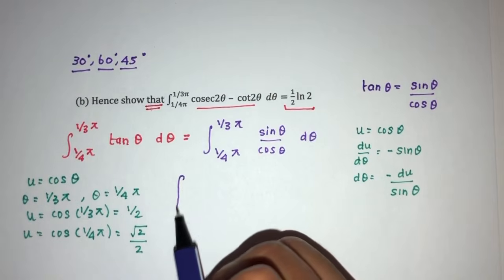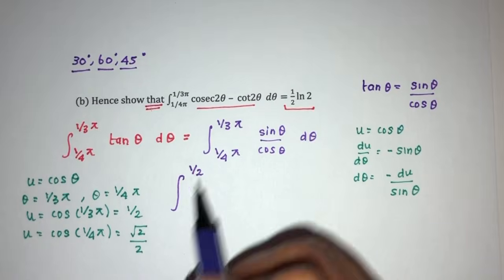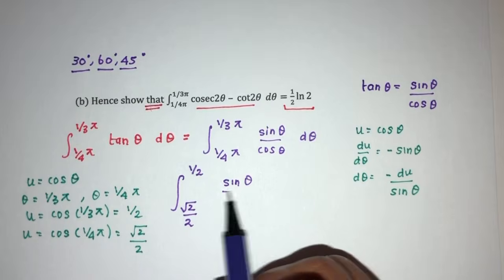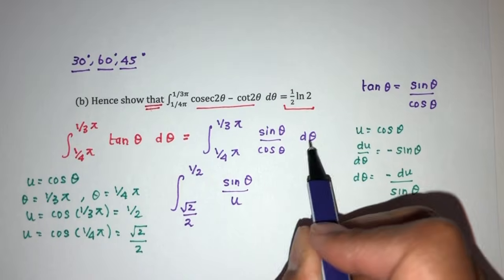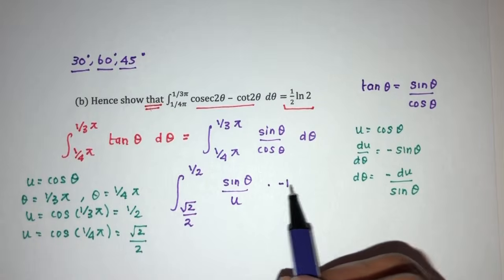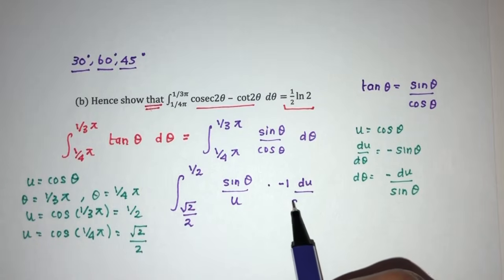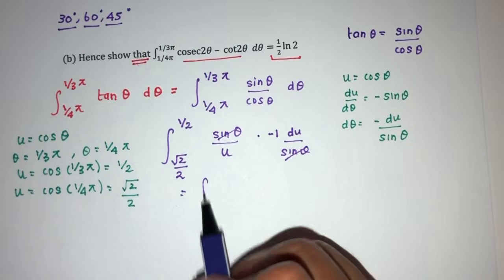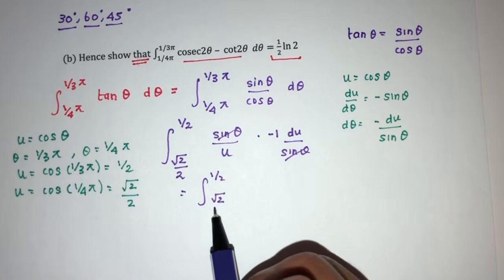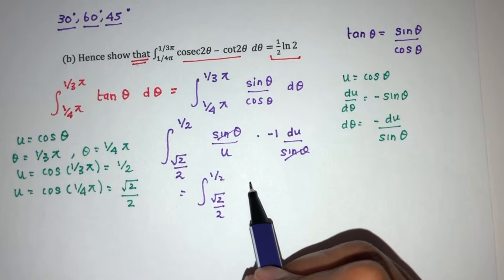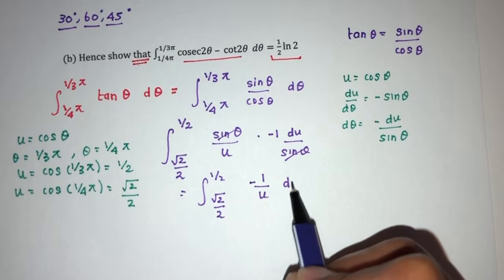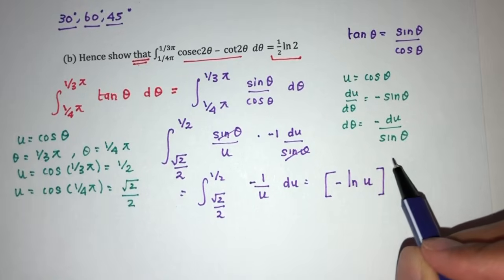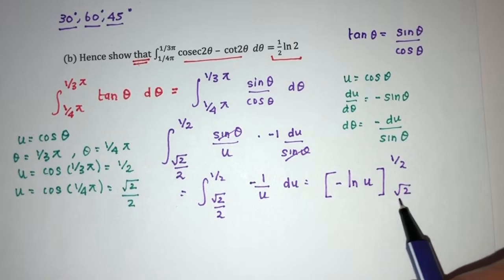So here you will have what? You have the limits changed. The first is half, the second is root 2 over 2. Here we have sine, and cos, we call this u. Now d theta is what? Minus 1 times du over sine theta. This will cancel out. So you will have half, root 2 over 2, and you will have minus 1 over u with respect to du. That will give you minus ln of u, with limits half and root 2 over 2.